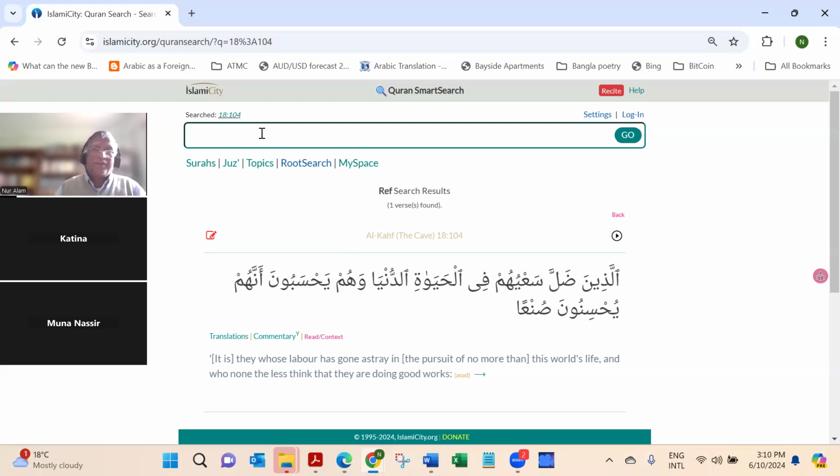You got my point? So sometimes the soul can ask that kind of question. Say that if you don't do sin, who is he going to show his mercy to? So as a result, test your God first, that you prove to me that you are merciful by forgiving me, and then I'll do all the good deeds. So those kinds of arguments can happen. So here you're saying Allazina Dolla, those whose labor has gone astray, sayuhum fil hayati dunya, in the pursuit of no more than this world's life, and then wahum yahsabuna annahum yusinuna sun'a, who nonetheless think that they are doing good deeds.